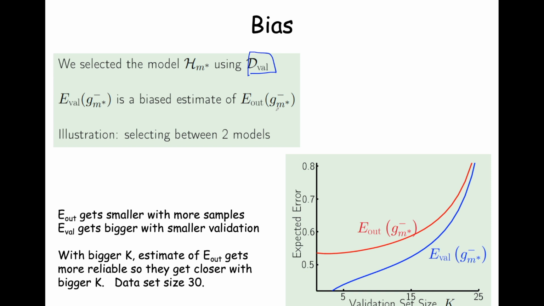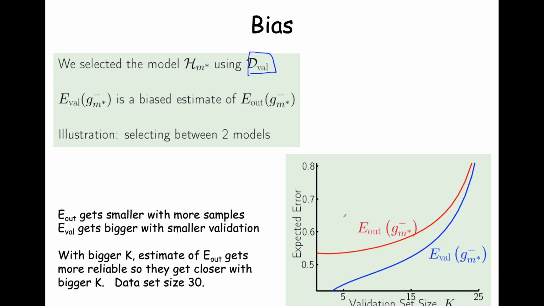And so we illustrated that before when we had H1 and H2. We talked about this optimistic bias. So if we look at the learning curve and the relationship between Eval of G_m minus and E out of G_m minus, on the horizontal axis, we have our validation set size, and let's assume our data set size is 30, and our validation set size increases going to the right on the horizontal axis, and our expected error, E out, is going to be along the vertical axis.